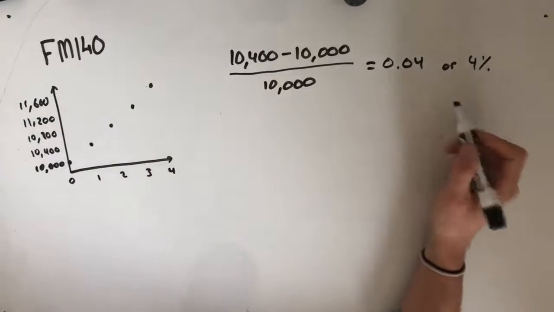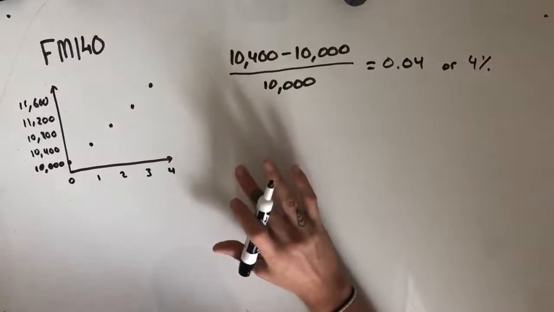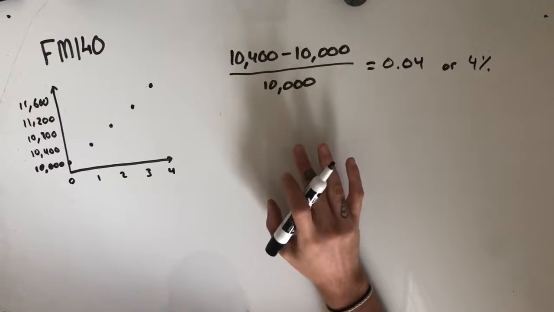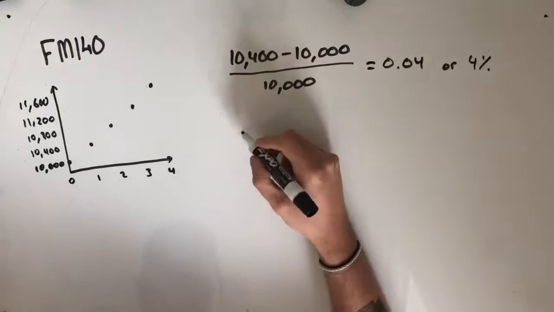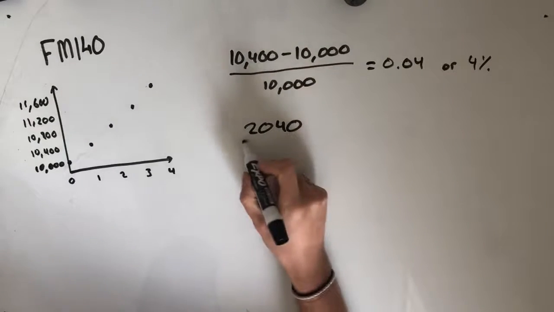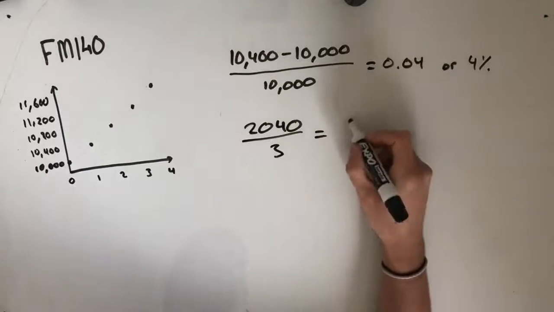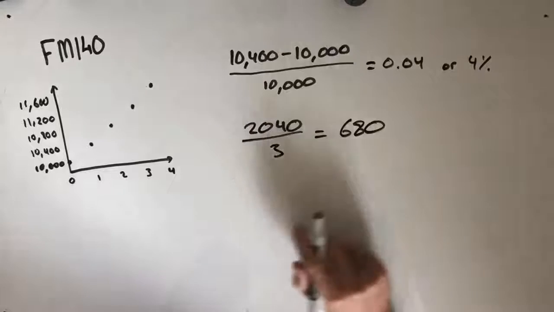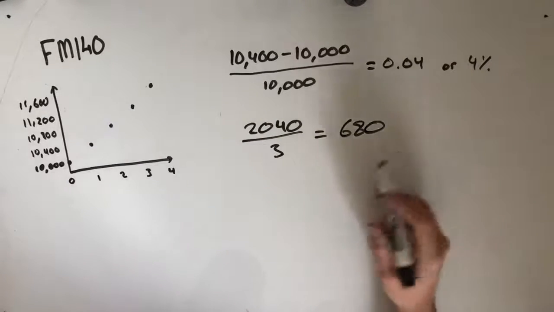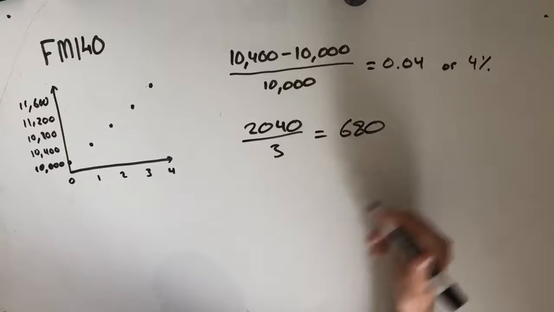Now this 4% is handy because what we know about our other investment is that it's earned $2,040 over 3 years. So first we're going to break down that $2,040 into how much that other investment would earn each year. So 2,040 divided by 3, plug that into your calculator. This other investment is earning $680 each year. So $680 is 4% of something, and we need to figure out what that something is.